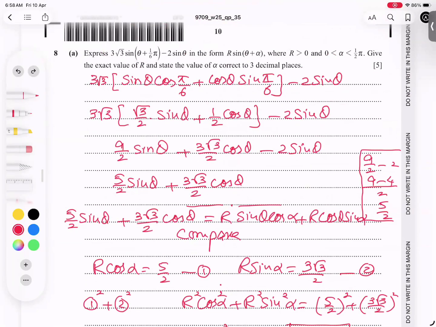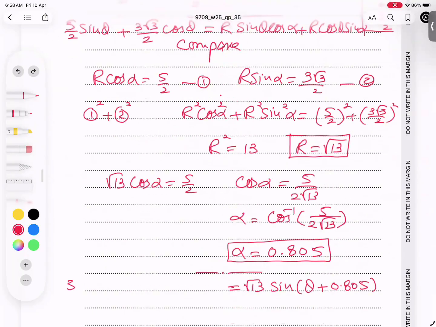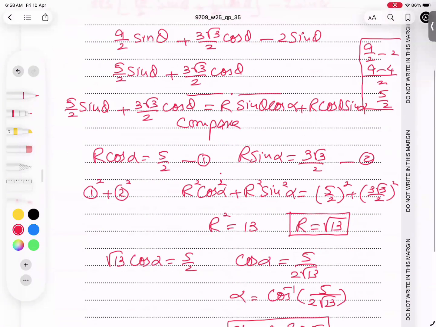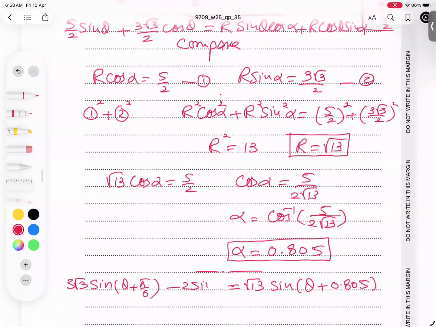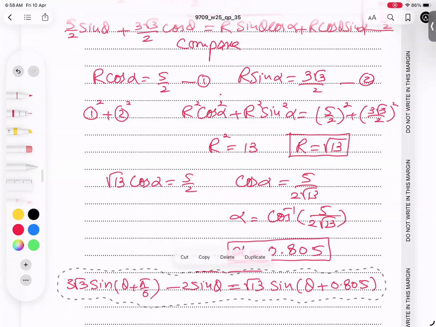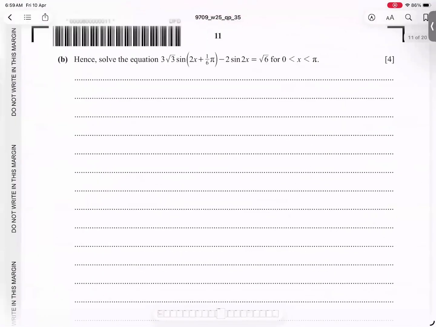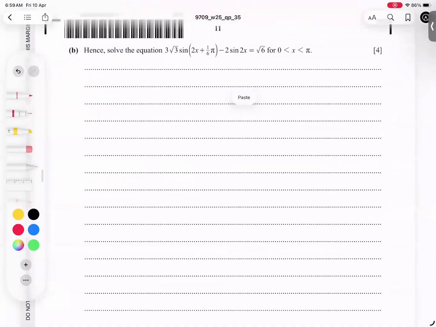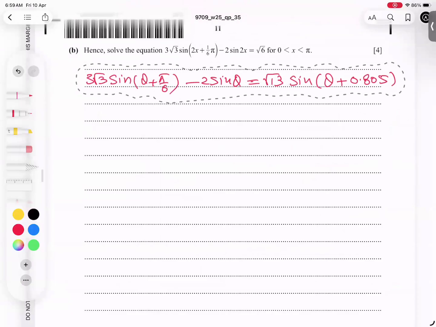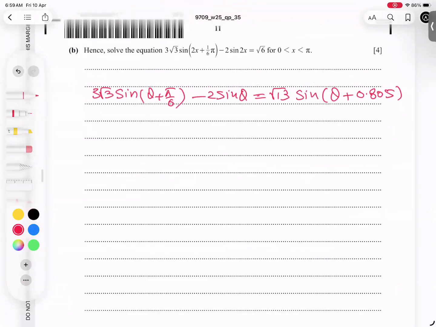And on the left side, I'm writing this as it is: 3 root 3 sine theta plus pi by 6. Let me recheck again. Yes, minus 2 sine theta. So this expression is very important, and we have done it. I will cut this expression from here and paste it on the next page. Here I'm pasting it first of all. It's very important, so I'm writing here part 1, so part A.